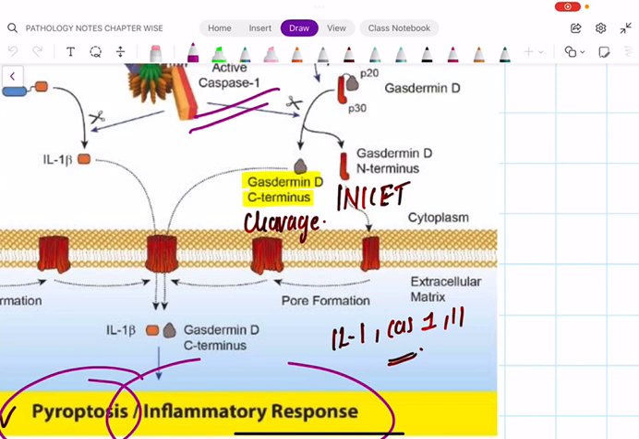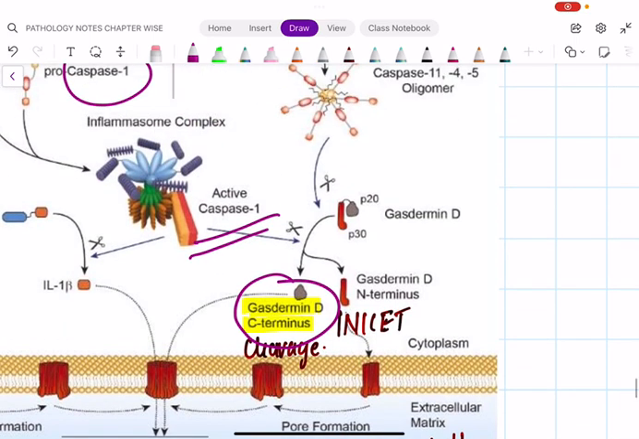Actually, I got this picture from a journal on Google. What is gasdermin D? I told you, caspase 1 and caspase 11 will cleave gasdermin D, which is a protein. The gasdermin D cleavage is responsible for the release of interleukin 1 and 11, which will further induce fever production.